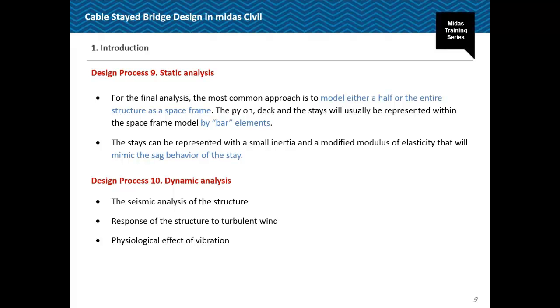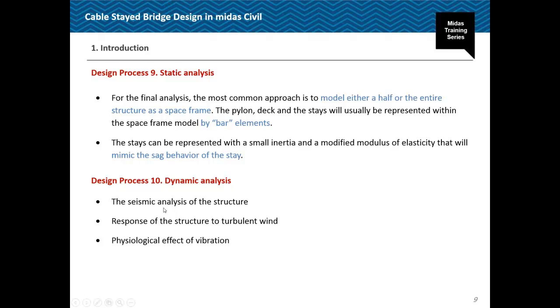And then the static analysis can be performed. In the static analysis, it is common to consider the element as a beam element. So for the symmetric cable-stayed bridge, we can model only half of it, or otherwise we can model all of it, but using the bar element or beam element. In this case, it's very common that the cable is considered as a truss element, and sag effects of the cable can be ignored.